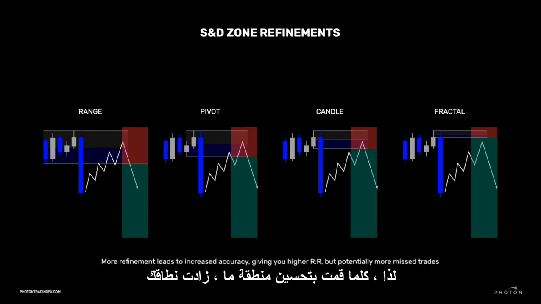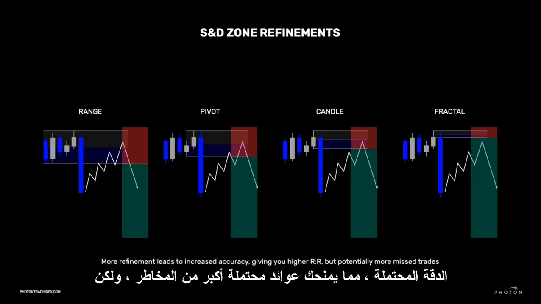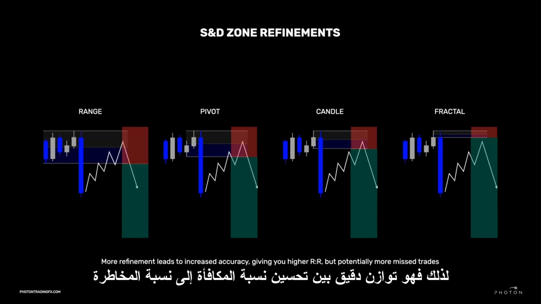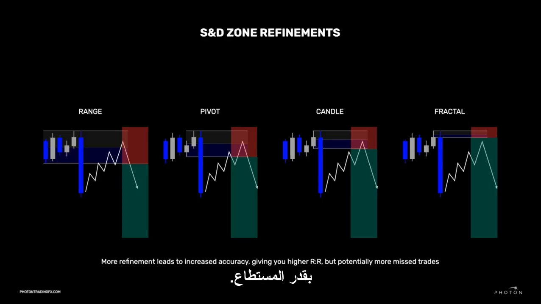So the more that you refine a zone, the more you increase your potential accuracy, giving you higher potential reward to risk, but it increases the probability of you not being tagged into a position, and you may miss more trades compared to not refining. So, it's that delicate balance between improving your reward to risk ratio as much as possible, but still making sure you are entering enough positions. Now, of course, there is no right or wrong balance. This will be entirely dependent on each individual trader.